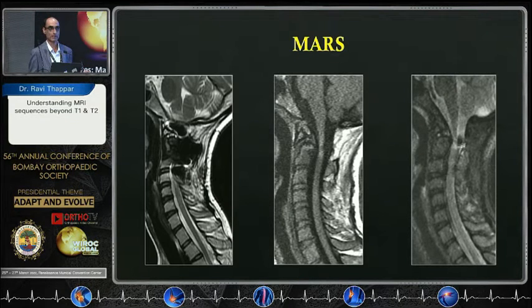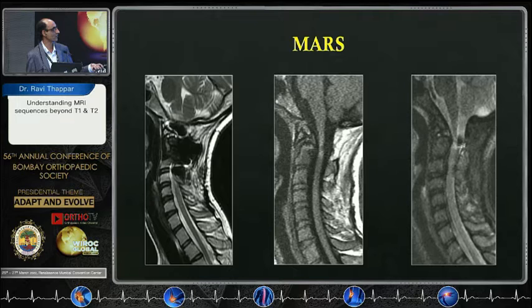Moving to MARS or the metal artifact reduction sequence, which is a new addition in the armamentarium. This is a routine T2 weighted fast spin echo showing a lot of artifacts. You are not getting any information, and these are the MARS T1 and MARS STIR sequences. You can now at least get some information about the thecal sac, about the canal dimension.